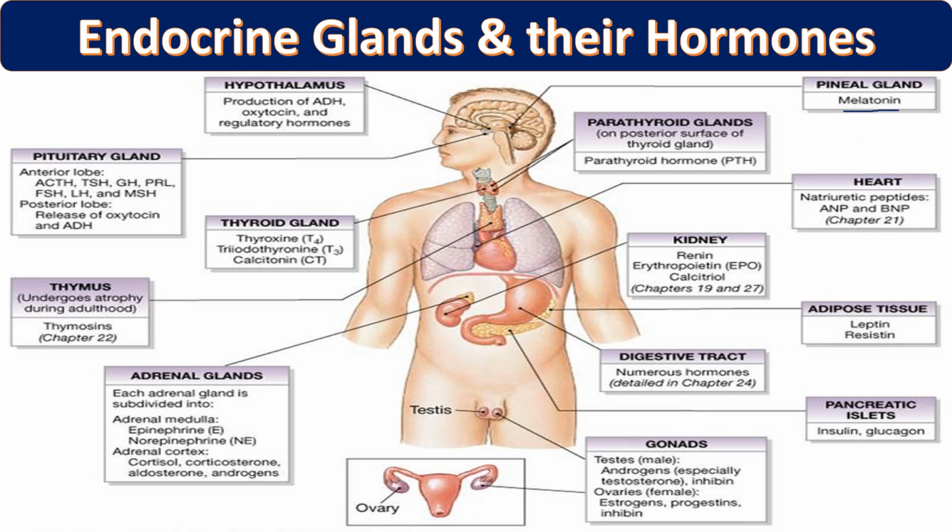In our digestive system also, the GIT tract, we have a number of hormones, which are digestive hormones. Kidney is going to produce renin, erythropoietin, and calcitriol. Heart is going to produce ANP and BNP. Adipose tissue produces leptin and resistin. Pancreas is going to produce insulin, glucagon, and PP polypeptide. Gonads are going to produce androgens, that is testosterone, estrogens, inhibins, and progestins. So these are the important hormones. One by one we will talk about each and every endocrine organ.